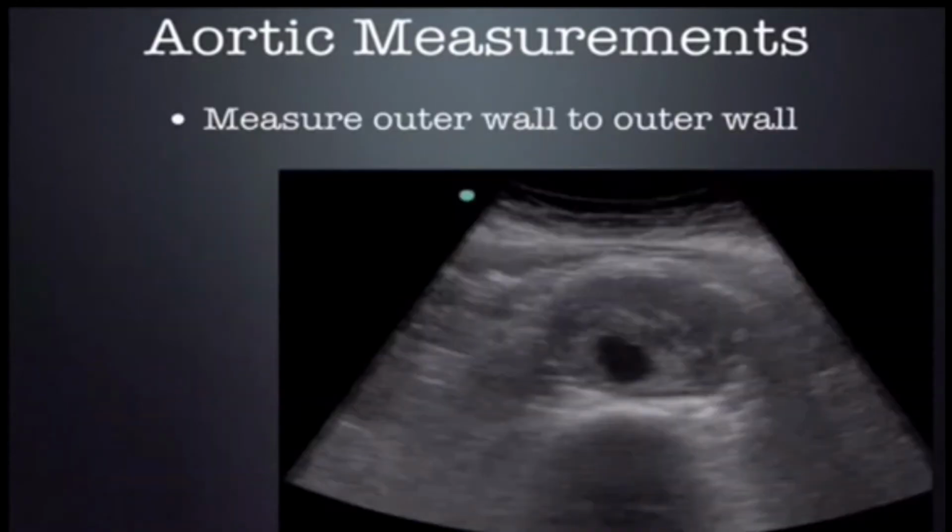Now, you recall I mentioned measuring outer wall to outer wall. Now, you can tell here this image is slightly overgained. It can be a little bit difficult to tell exactly where the aortic wall ends and begins. Now, you may have a temptation to measure right here, and you can see what we have is a 2.2 centimeter aortic lumen.